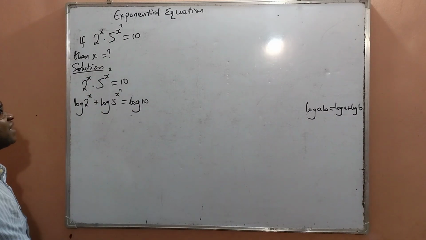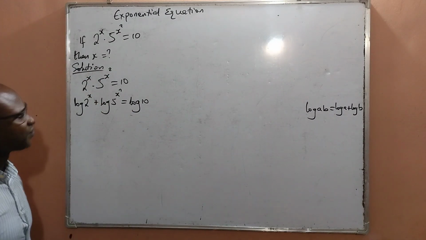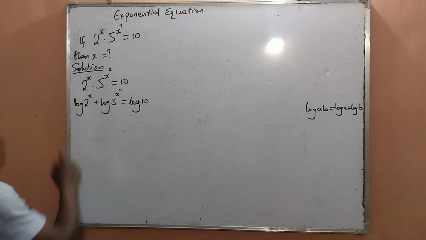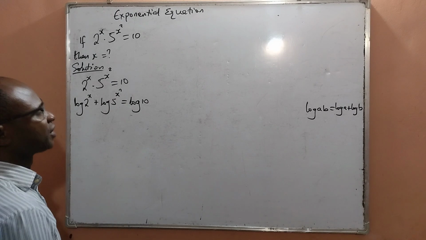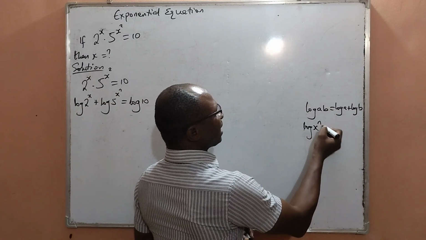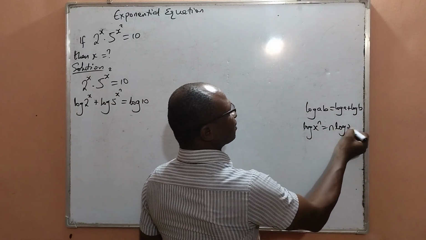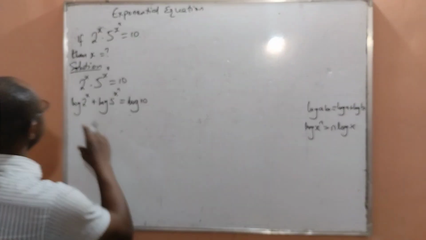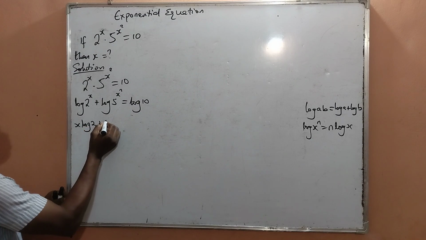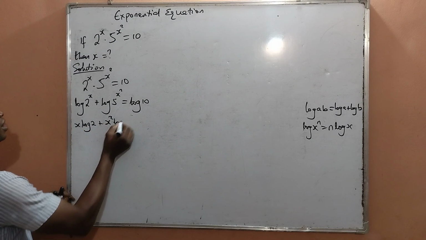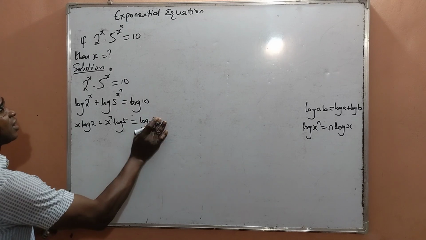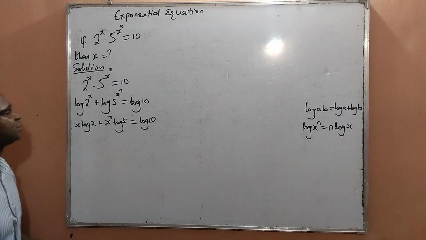The right hand side and the left hand side. And this is the result. The next thing I will do is to apply the exponential law, okay? If I give you the log of x raised to the power n, it is equal to n log of x. And when I apply that here, it is going to give me x log 2 plus x squared log 5 equal to the log of 10. Very good.